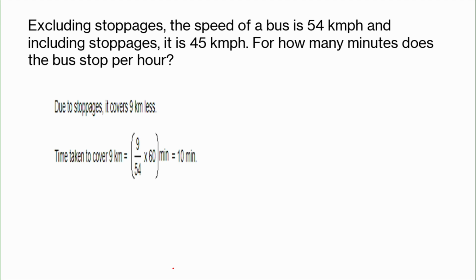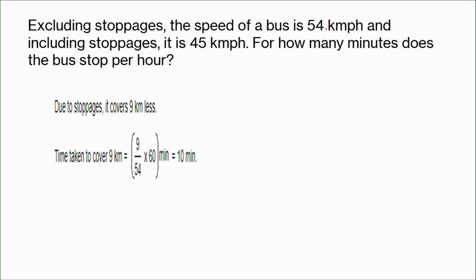When you exclude that, it is 54 km per hour. When you include those stops also, it is 45 km per hour. How many minutes does the bus stop per hour? How many minutes you have to calculate? Here, due to stoppages, the speed reduces. How much? 54 kilometers and 45 kilometers.